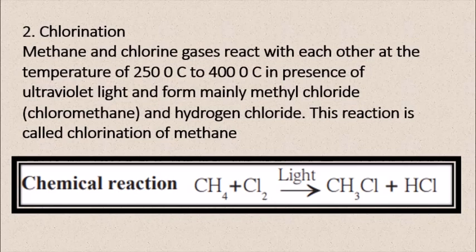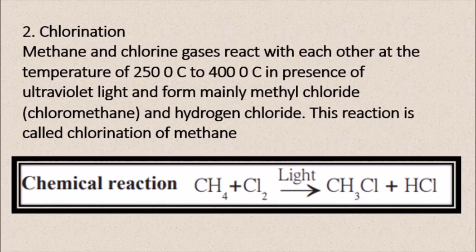So the mixture of methane and chlorine, when exposed to a flame, explodes and produces carbon and hydrogen chloride. Now, in the presence of ultraviolet light, it forms methyl chloride, that is chloromethane, and hydrogen chloride.